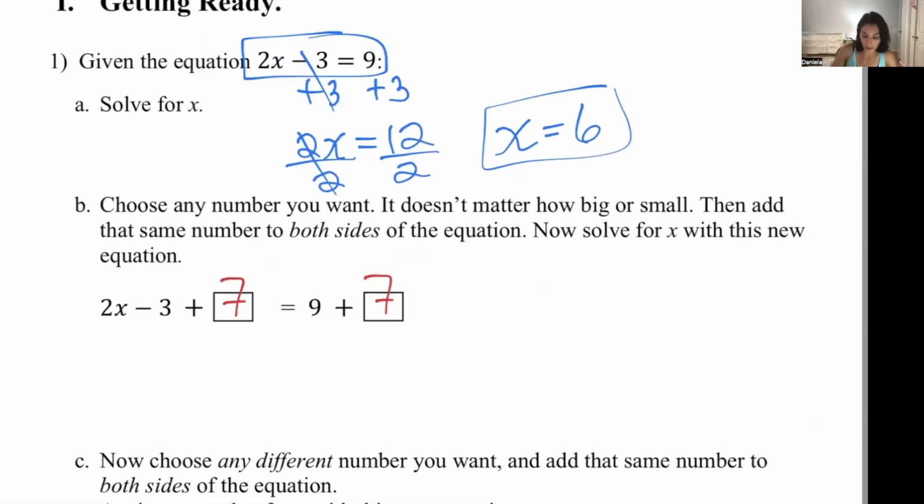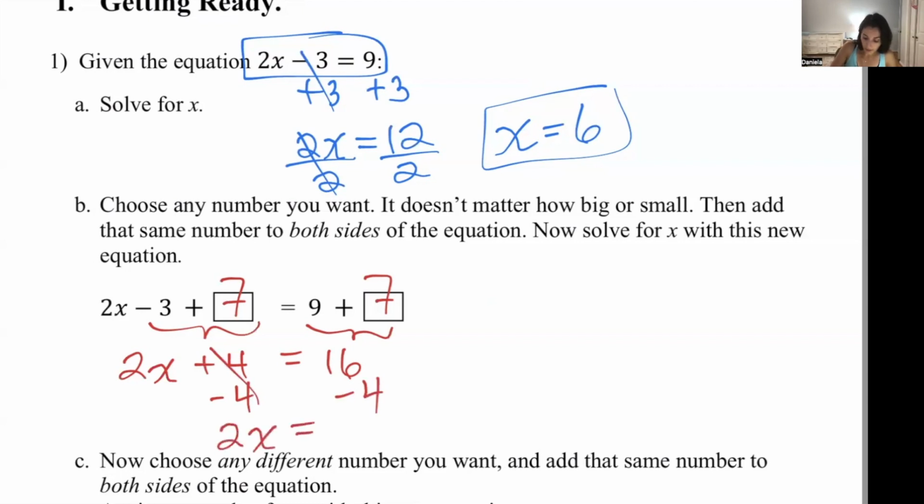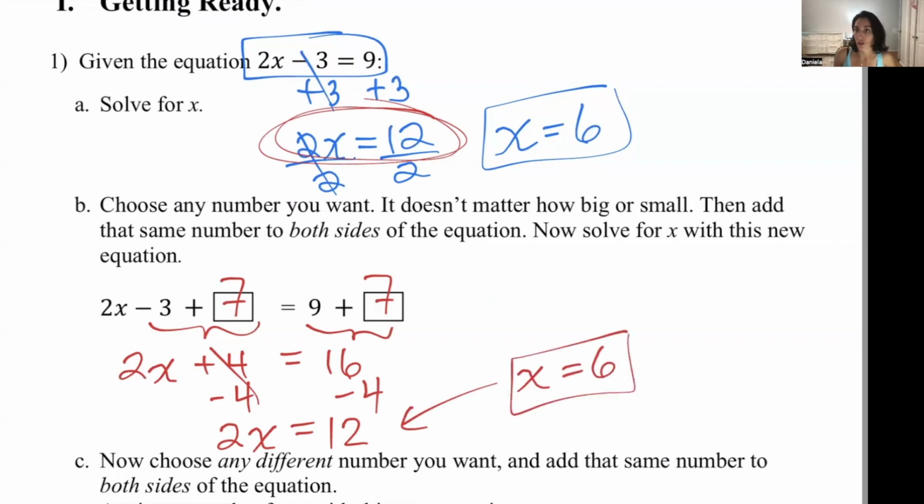Before we do anything, let's combine like terms. That's going to be 2x, and then negative 3 plus 7 is plus 4. Combining like terms on the right side, 9 plus 7 is 16, right? So now we have this quote unquote new equation. Let's see what happens. We're going to subtract 4 on both sides. Surprise, surprise, we get 2x is equal to 12, right? That's the same scenario as we got up there. Then dividing both sides by 2, we get the same answer.